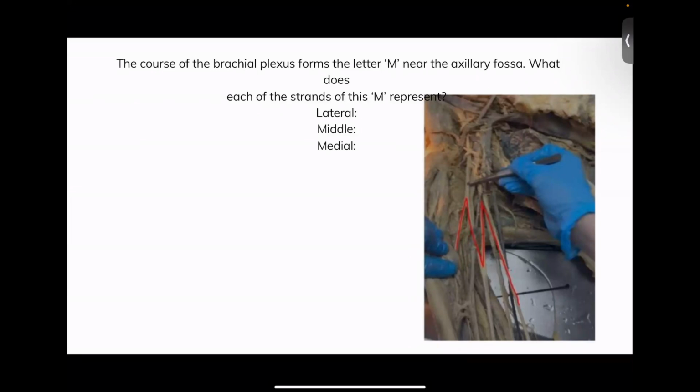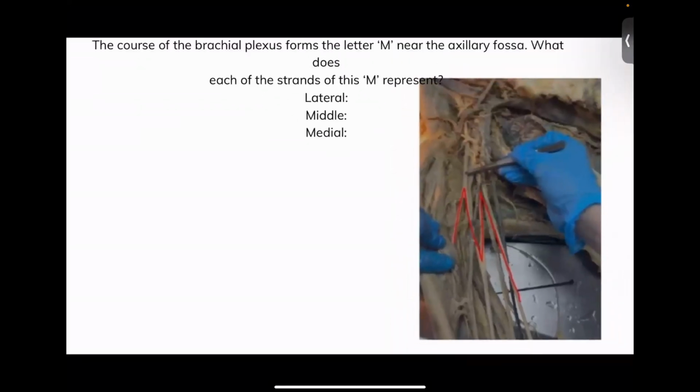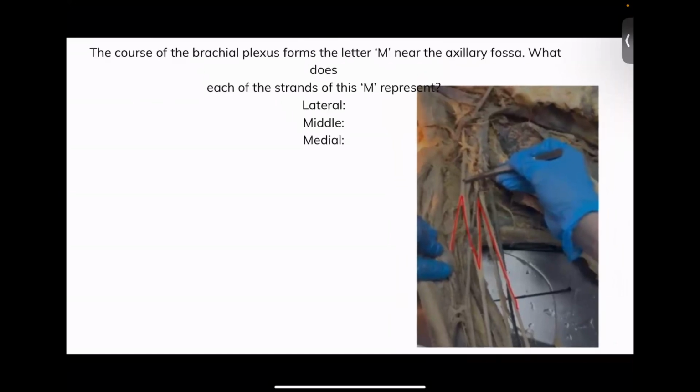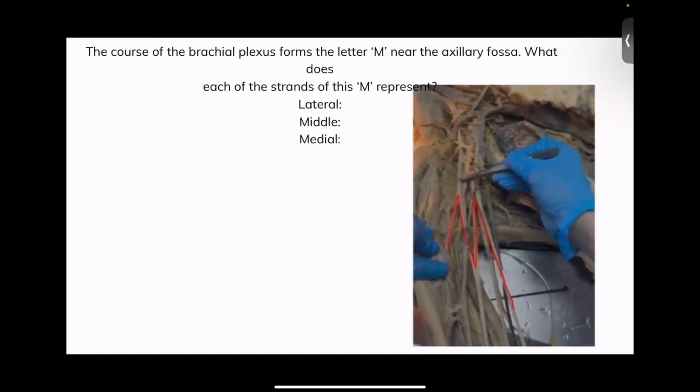Okay, so this is a really important question for OSPE, really important. Whenever you see the brachial plexus, the first thing I would say you do, on a cadaver, is that you make this M. You identify this M basically, the M which is here. It's really going to help you to identify the nerves and the cords.